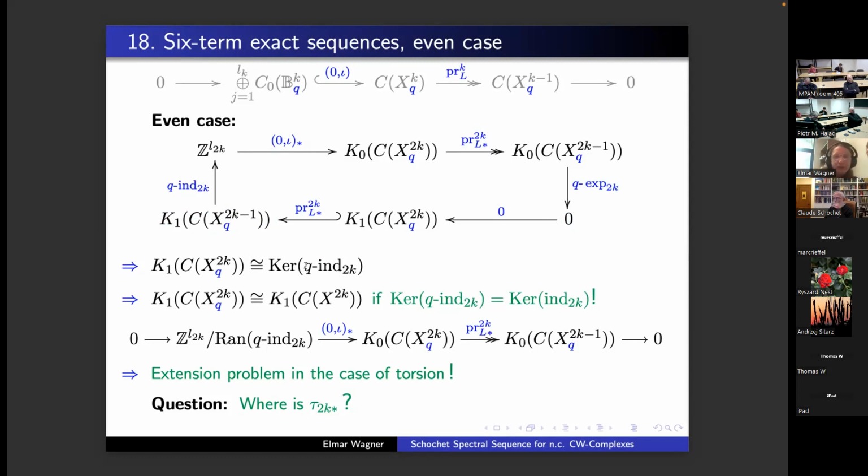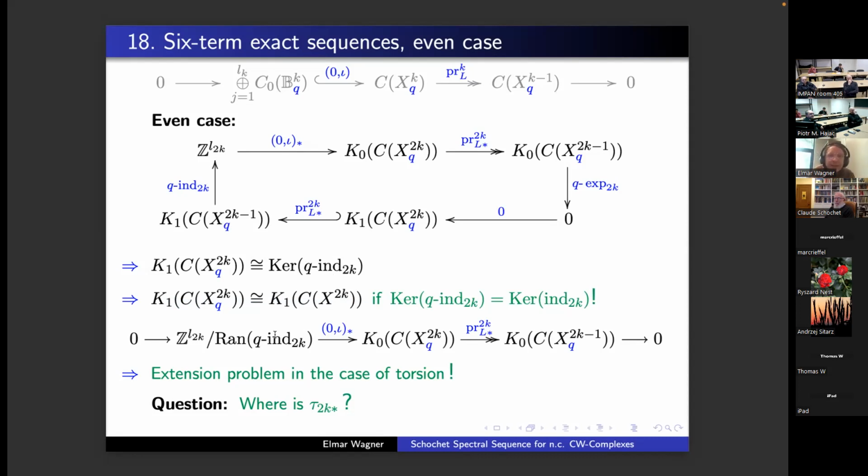And you see the kernel, what I called the Q index map, because it's a quantum case. If the Q index map is the same as in the classical case, because these are supposed to be the same groups, then I can guarantee that K1 of the newly constructed complex is the same. But now if you look at the hierarchy that's written here, it's classical and quantum, it's the same, I'm fine.